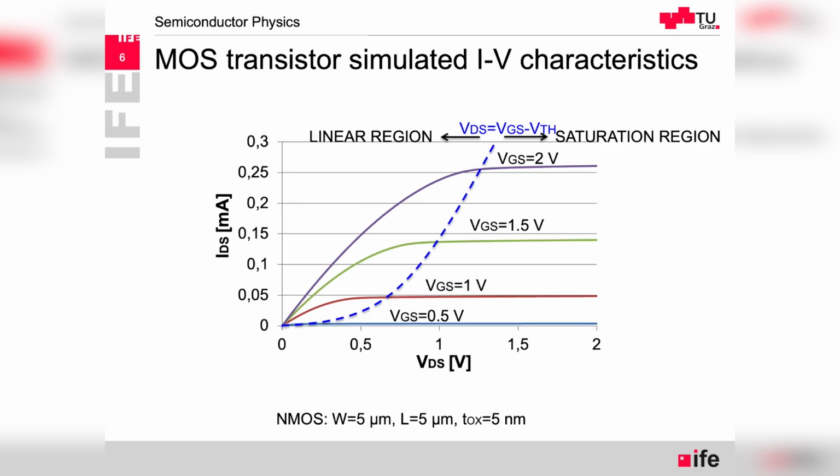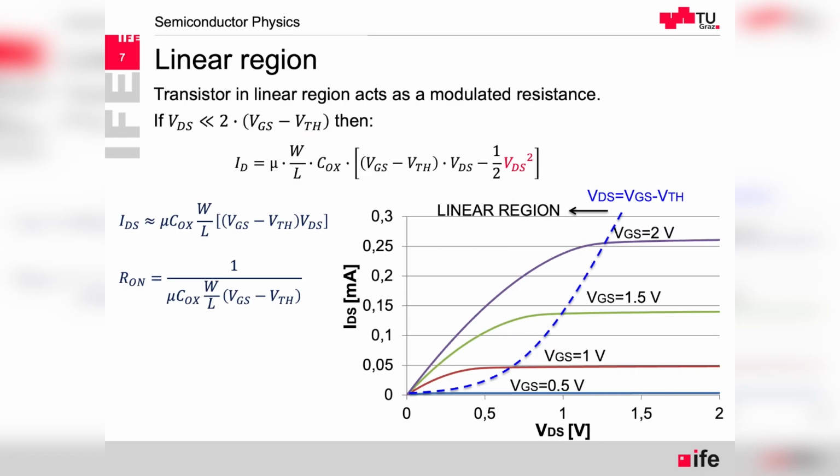So the dashed line shows the pinch-off condition for different gate voltages. And this condition also changes in a parabola. The crossing of the dashed line with the IV characteristics is exactly the point where VDS, the drain to source voltage, is equal to VGS minus VTH. So in the linear region, especially at very low drain to source voltages, we have this almost linear dependency.